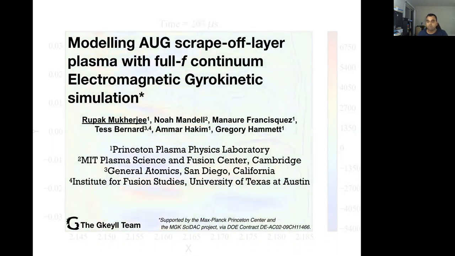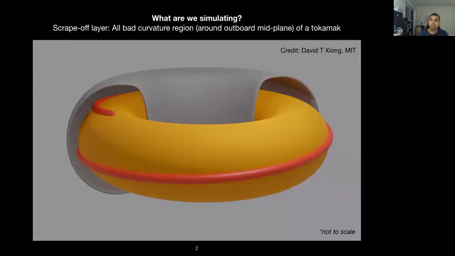Here we have performed simulation of ASDEX Upgrade scrape-off layer plasma turbulence with a full-F gyrokinetic continuum electromagnetic gyrokinetic model. What are we simulating here? So we have simulated the scrape-off layer of a tokamak, and the simulation regime that we are trying to capture here is the all bad curvature regime, primarily around the outboard midplane of a tokamak.